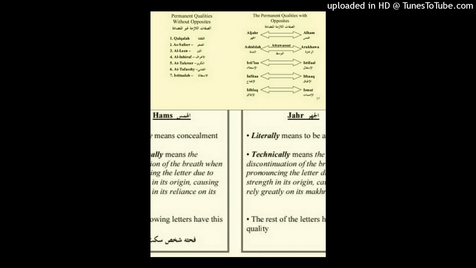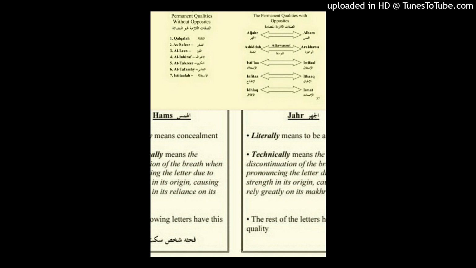My beloved sisters, now we are starting the second part of our course related to the qualities of the letters. Inshallah, we are taking now the qualities which we call the permanent qualities. The permanent qualities means that those qualities are not taken from the letter by any way, but they are always accompanying the letter. Those permanent qualities are divided into two types. The first is the permanent qualities without opposites, and the second is the permanent qualities with opposites.